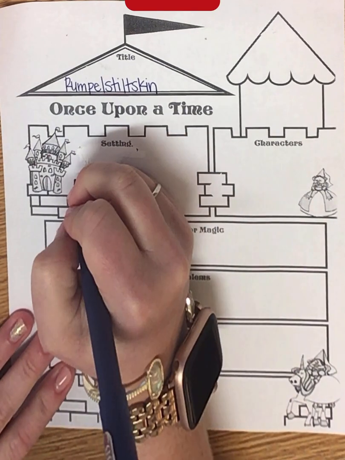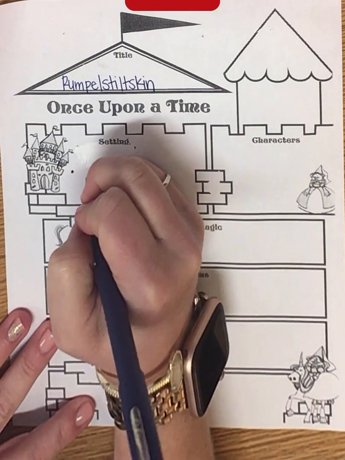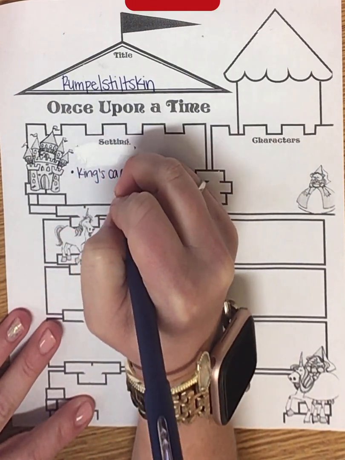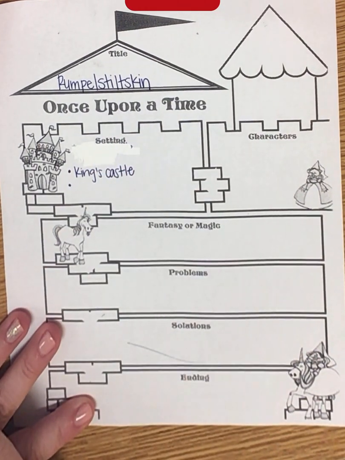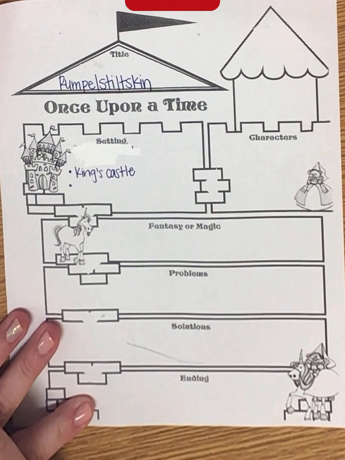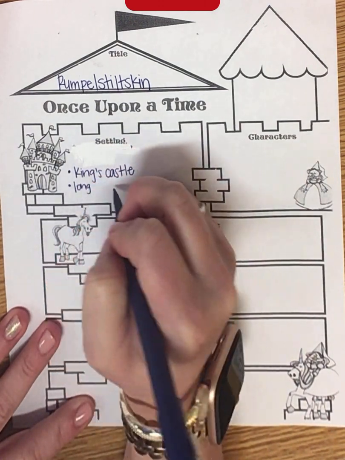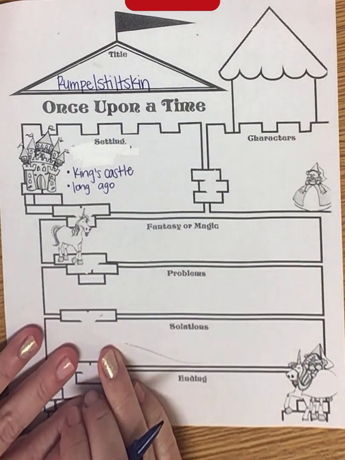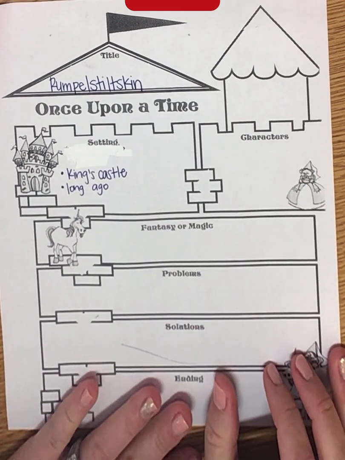So let's start with where. Where does our story take place? Good. Our story takes place at the king's castle. And when does our story take place? Good. Remember, most fairy tales start with once upon a time, so we know it takes place long ago. We know that it doesn't give us a specific date, but we know that it happens long ago because of the once upon a time.